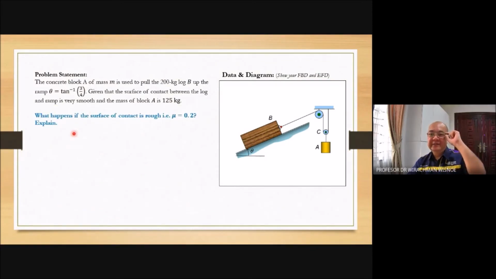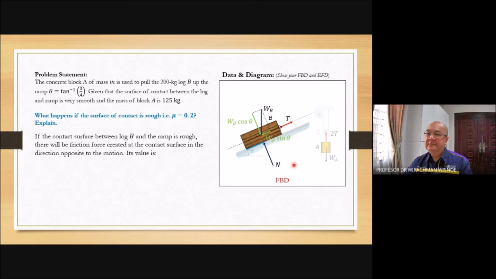What happens if the surface of contact is rough? For example, mu equal to 0.2. If we assume that the block is moving downward, there will be friction going upward, Fk. K is kinetic friction, because we know that friction has static friction and kinetic friction. Static is when it is not moving. Once it is moving, it becomes kinetic. If the contact surface between log B and the ramp is rough, there will be a friction force created at the contact surface in the direction opposite to the motion.